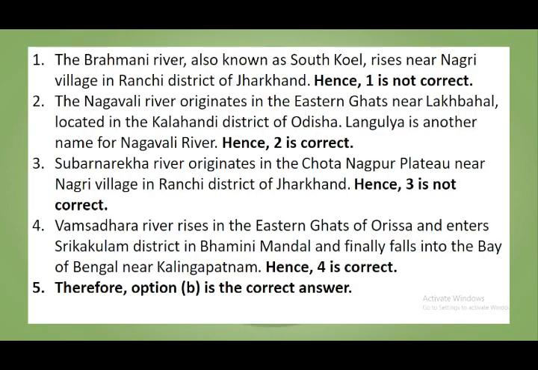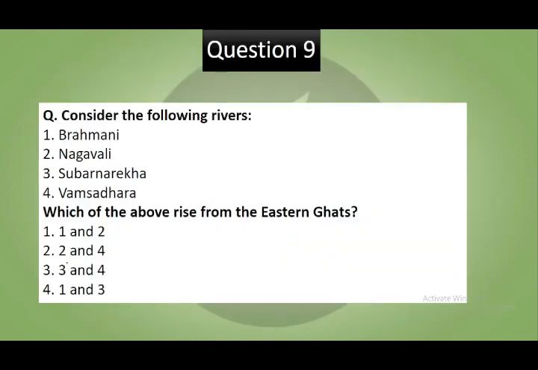First of all, the Brahmani river, also known as the South Koel, rises near Nagri village in the Ranchi district of Jharkhand. Therefore, the first statement is incorrect. Eliminating the first, you are left with the second and third.